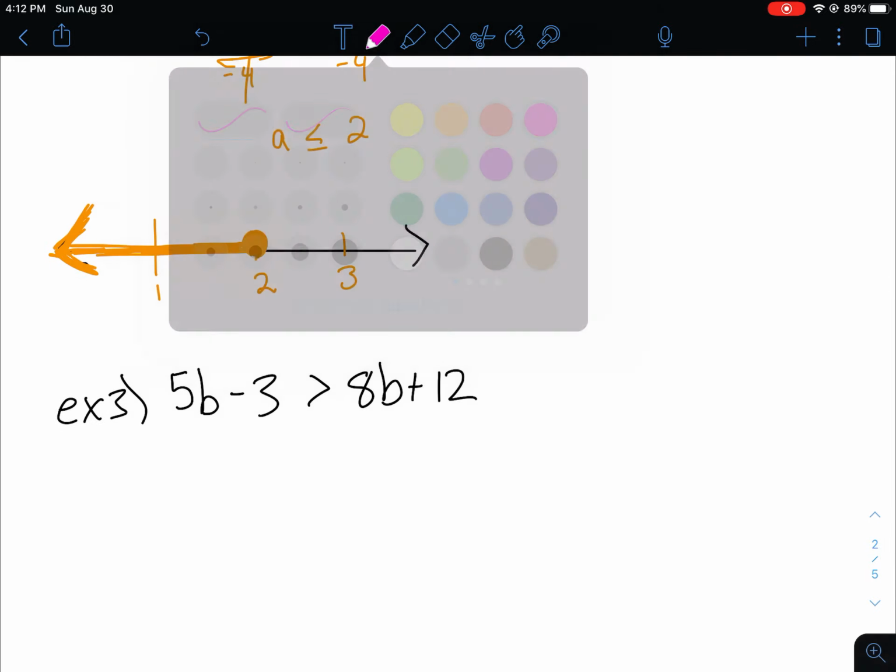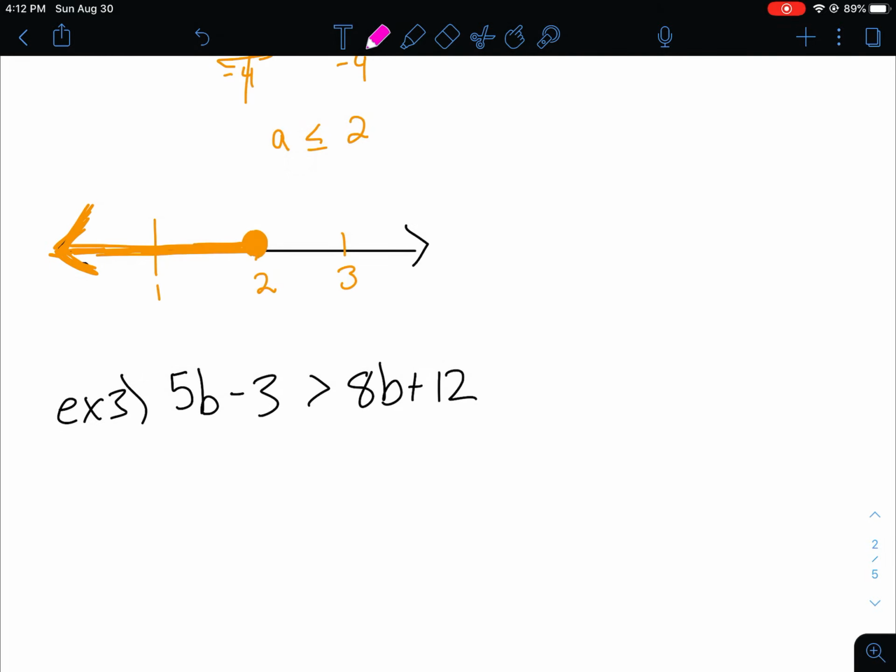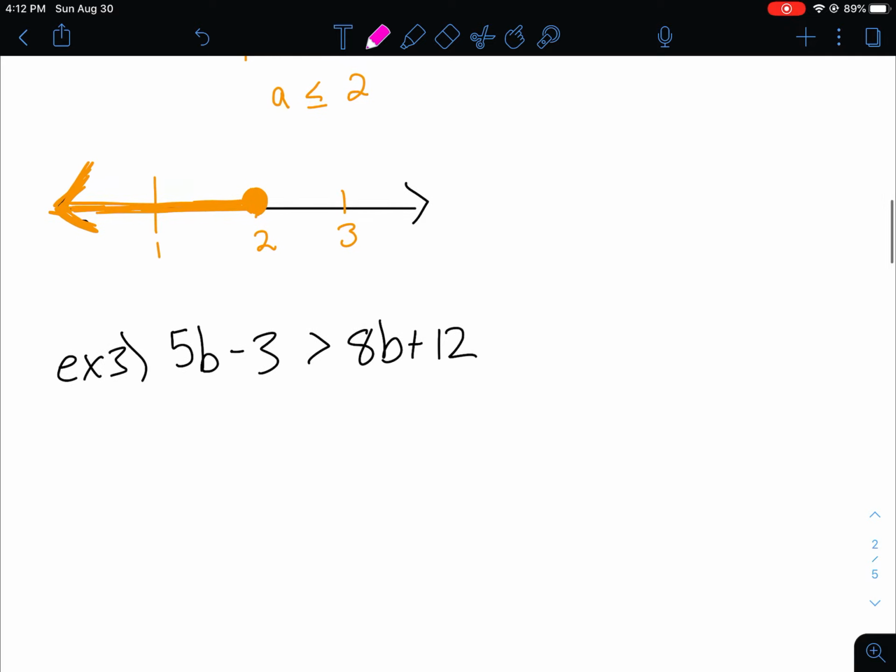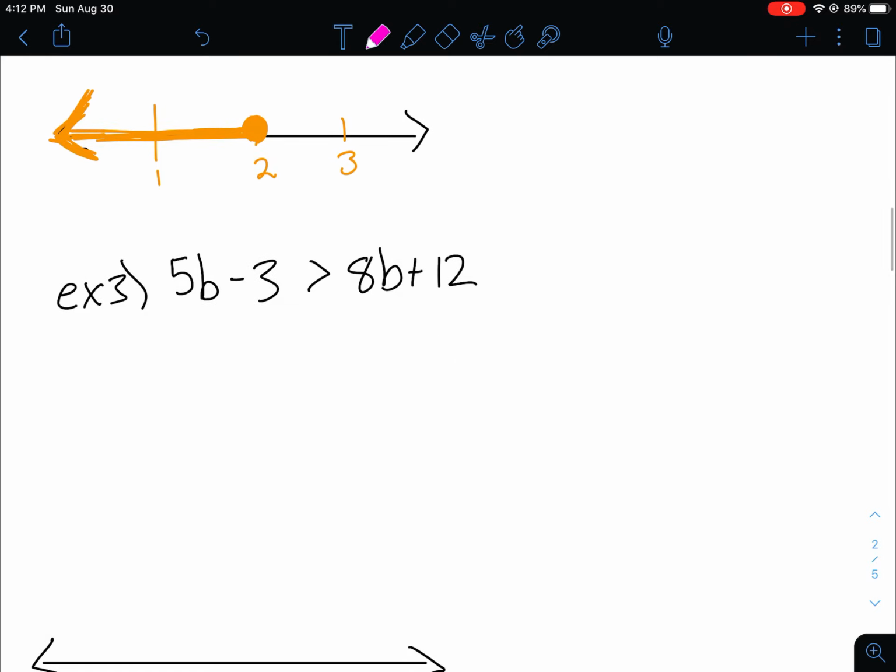So now we're going to work with example 3. Again, if I'm going too fast at any point in time, go ahead and feel free to pause the video so that you're able to take notes and understand. I'm just making sure that this video isn't 50 minutes long. All right, so here we have 5b minus 3 is greater than 8b minus 12. So I'm going to move my b's to the left-hand side first.